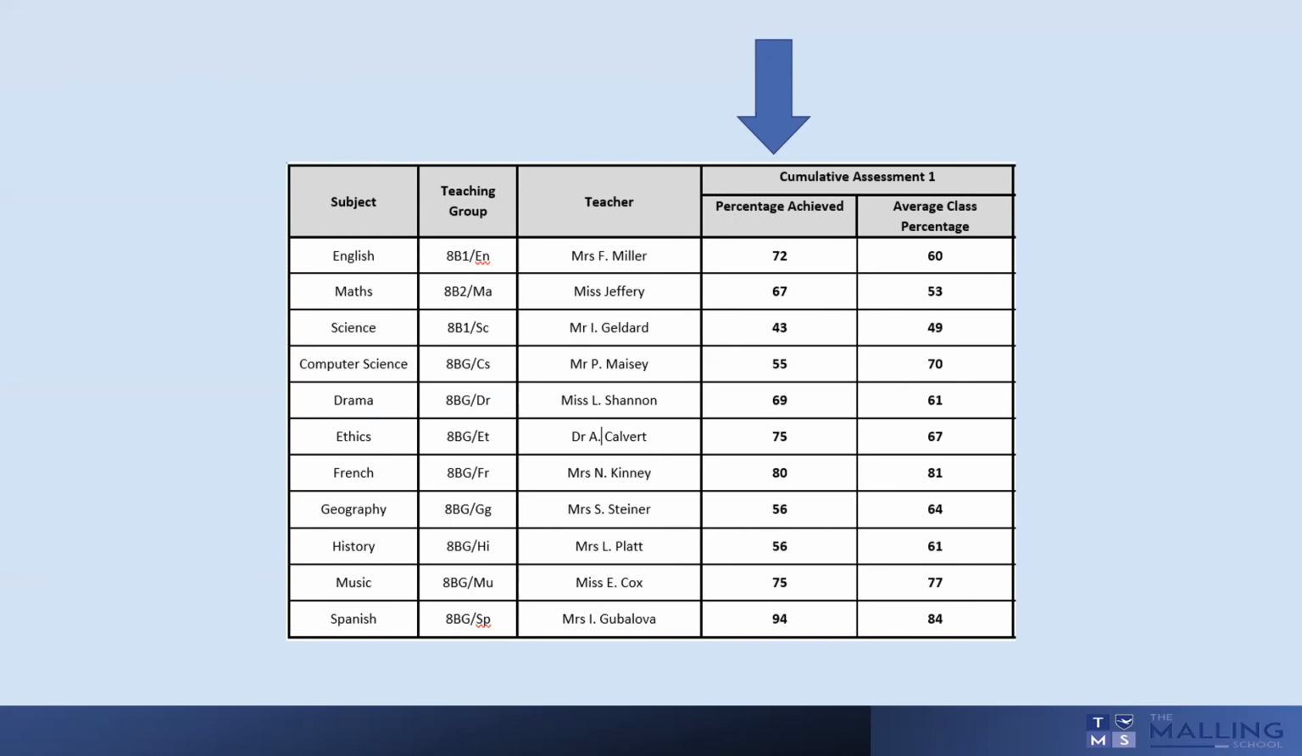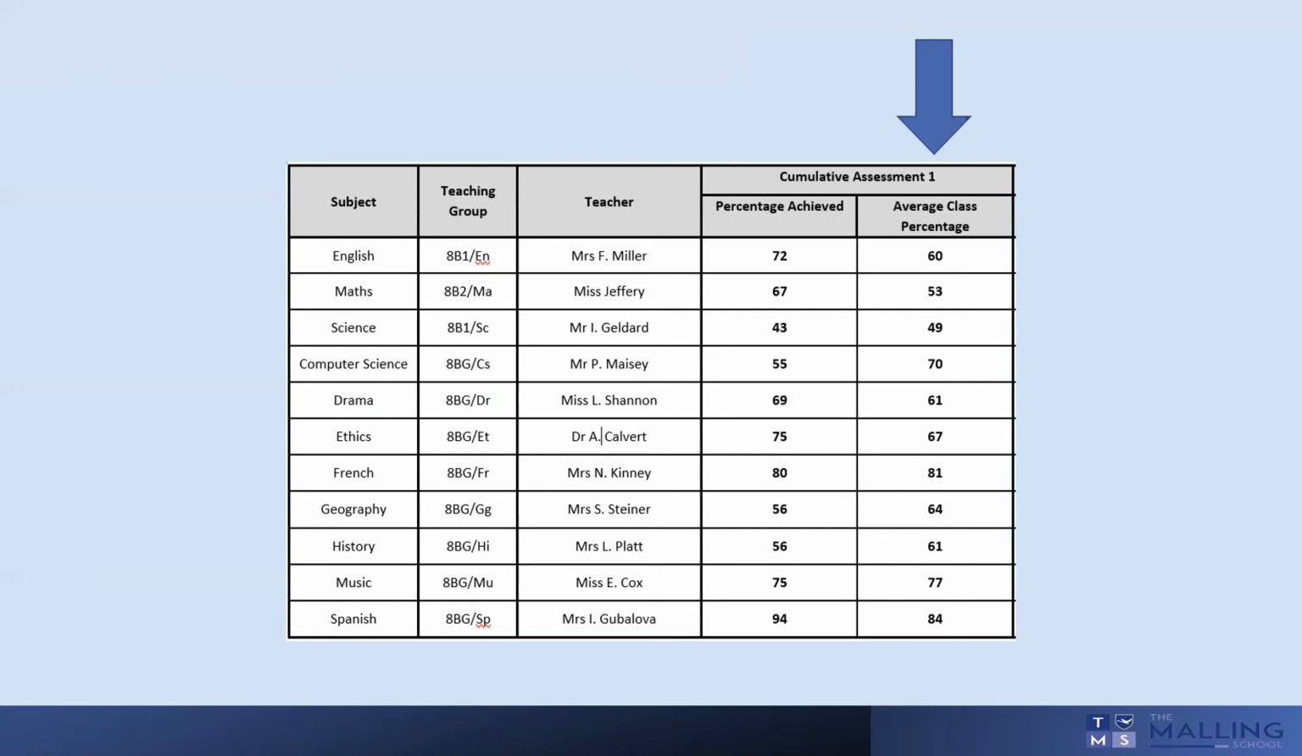We want full concentration in lessons and with homework, and that will make sure that the children do succeed. So if you take this one example, you can see the child has achieved 72% in English, they've achieved 67% in maths and 43% in science. The next column along is the average class percentage. And this is included to give an indicator of where your child is in relation to their peers.